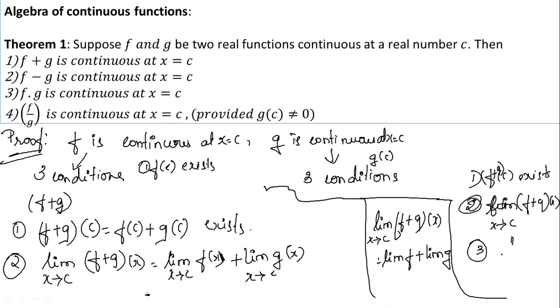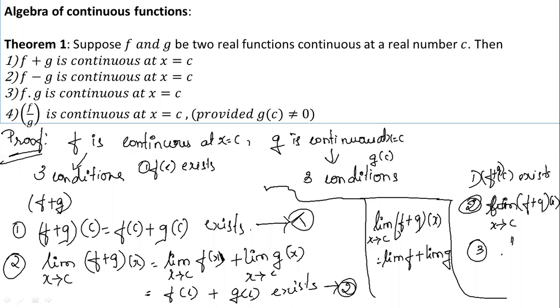Now you apply the limit as x tends to c. Limit of f of x is nothing but f of c, and this is nothing but g of c. I am replacing x with c. This we do, right? If you have limit of f of x as x tends to c, what do you do? Wherever there is x, you replace it with c. So that is f of c plus g of c. Clearly this exists.